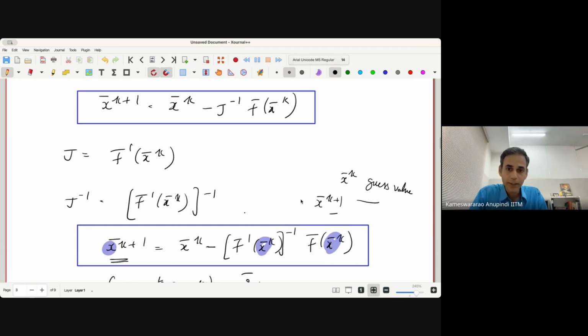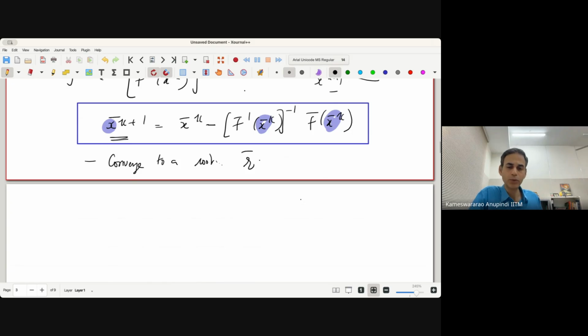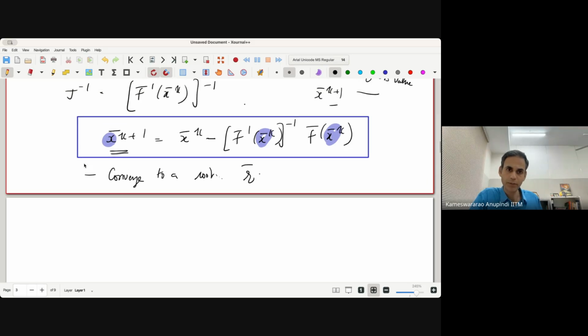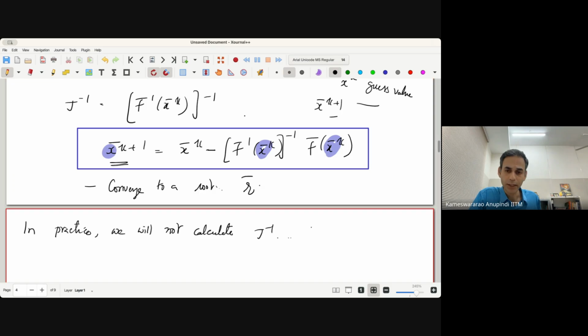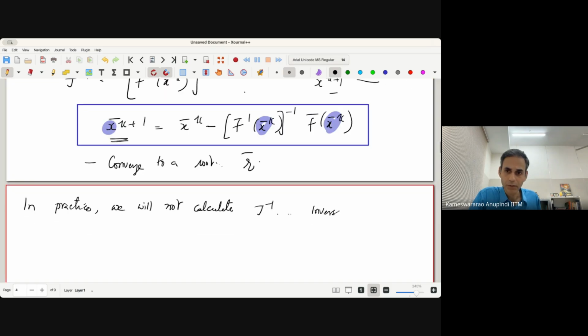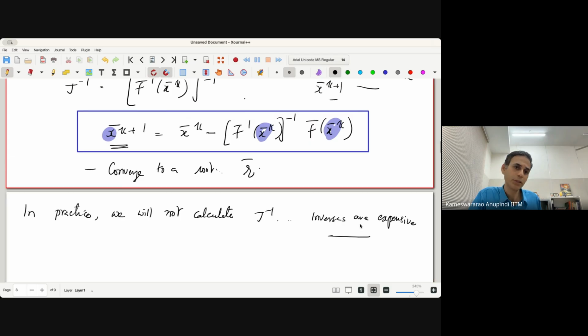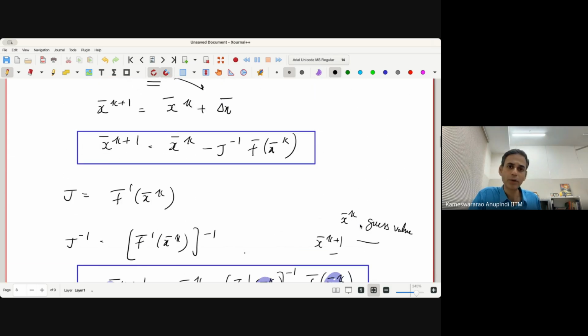So okay, then let us look at solving a sample problem and then writing some pseudocode for this method. Before that, I want to make a point here that in practice, we will not calculate J inverse, because we know that calculating inverses is expensive, right? Inverses are expensive. So we're not going to calculate J inverse, but then how are we going to solve this problem?